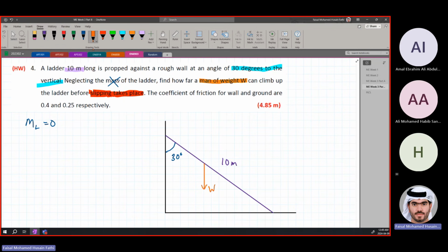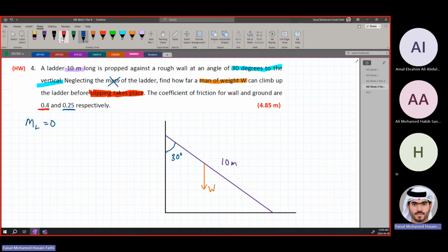All those things. The coefficient of friction of the wall and the ground are 0.4 and 0.25 respectively. So everything that is related to the wall, I will do in red. Everything that is related to the ground, I will do in blue. Okay. Now, so the wall, let's look at the wall.